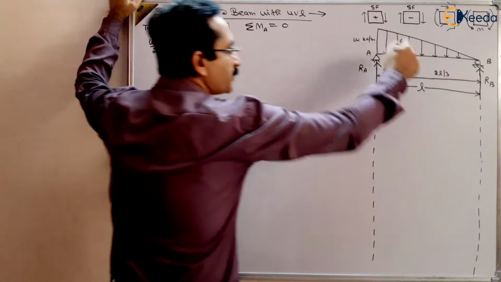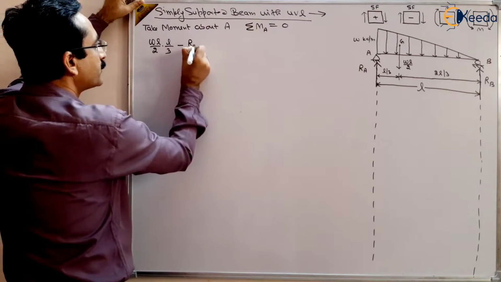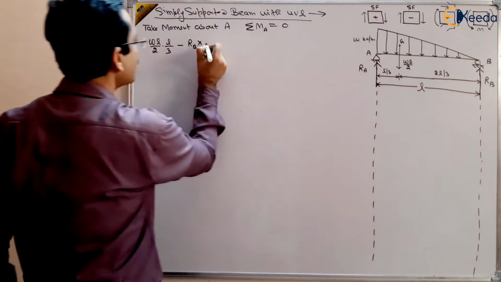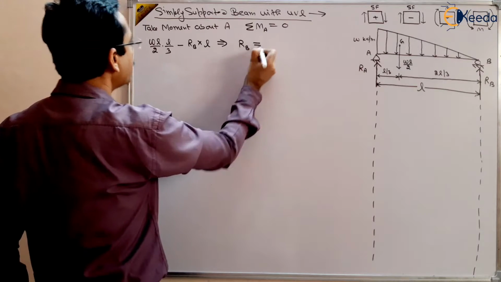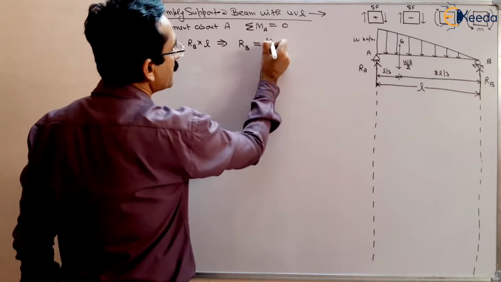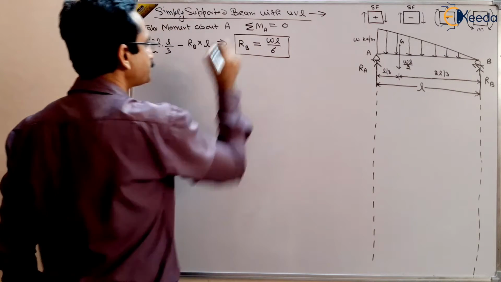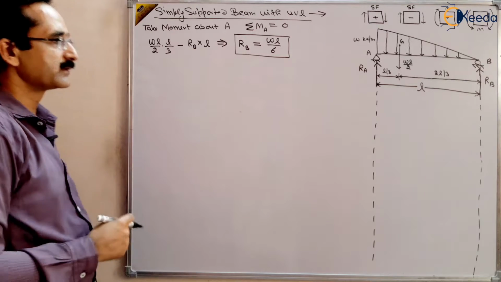Let us take it positive, then RB will be negative. So minus RB multiplied by the perpendicular distance, that is L. By this you will be able to find RB, and that will be equal to WL by 6. So this is the reaction at point B. Remember this reaction.